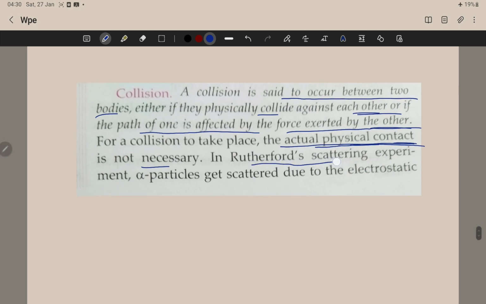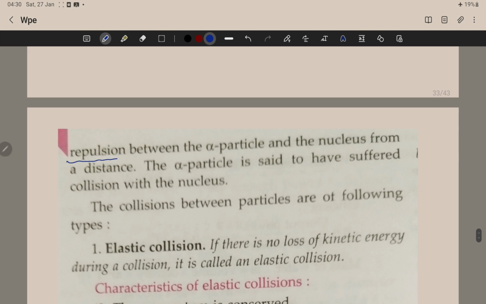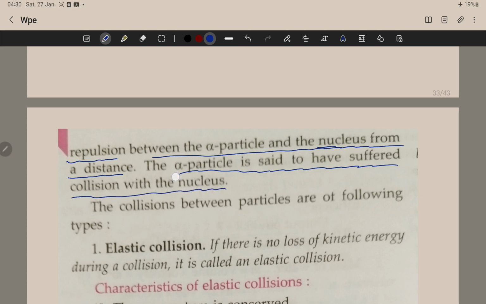In Rutherford's scattering experiment, the alpha particles get scattered due to the electrostatic repulsion between the alpha particle and the nucleus from a distance. So the alpha particle is said to have suffered a collision with the nucleus.